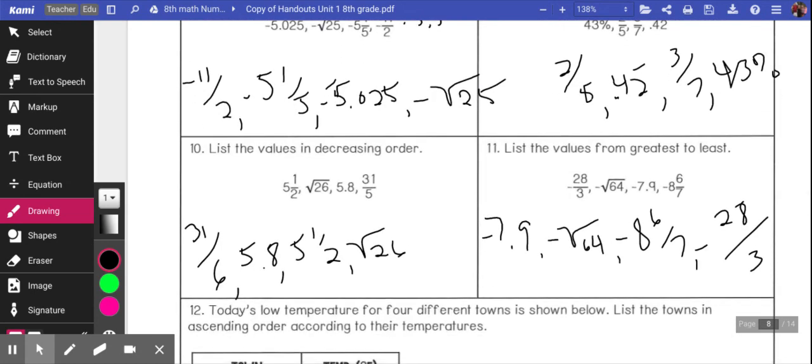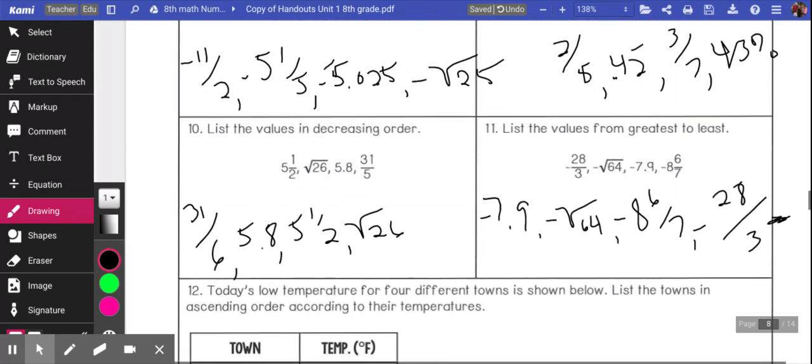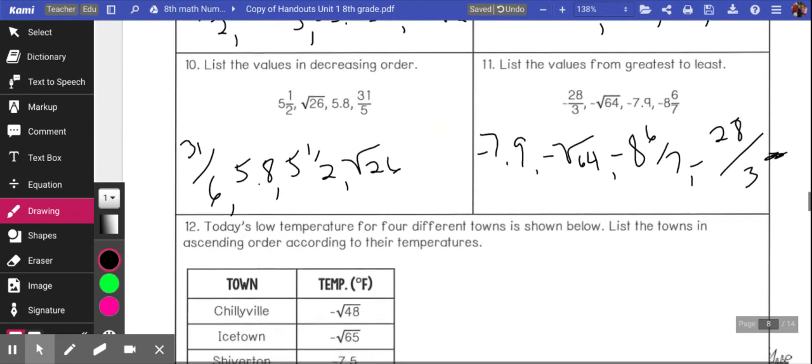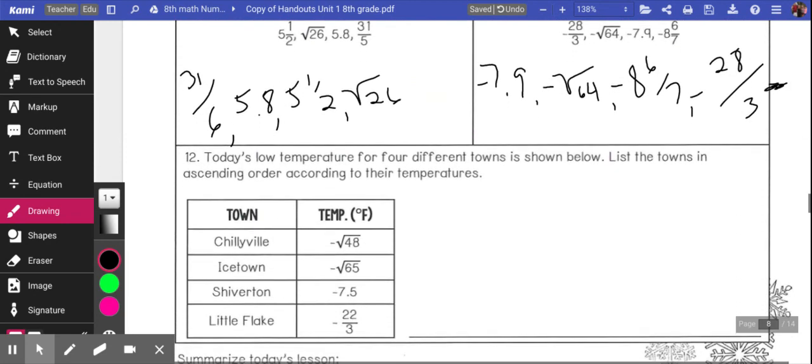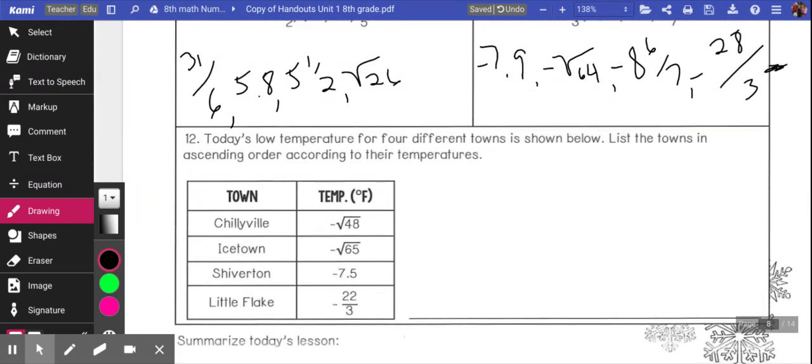Okay, the next two, you can see decreasing order is biggest to smallest. And then here it's greatest to least. But then I either write the biggest one over here and go back, or I think of it backwards since we have negative signs. Okay, and the last one. They're showing list the towns in ascending order according to their temps. So again, they're trying to trick you with the negative signs.